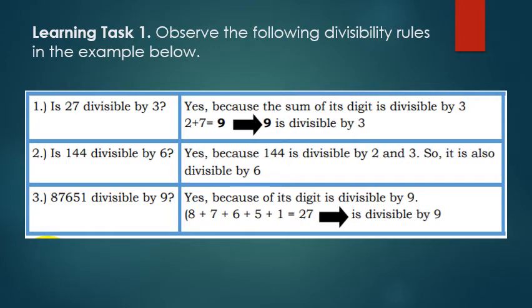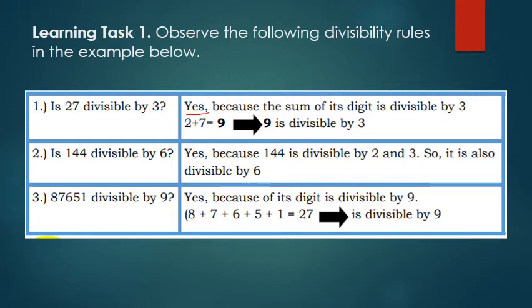So, tingnan natin sa skip counting. So, 3, 6, 9, 12, 15, 18, 21, 24, 27. Kapag dinivide natin yung 27 sa 3, sakto siya, wala siyang remainder. Kung divisibility rules ang gagamitin, yes daw, siya ay divisible sa 3 because the sum of its digits is divisible by 3. Ang rules natin sa divisibility rules ng 3, dapat pag pinag-plus natin yung mga digits, siya ay divisible sa 3.